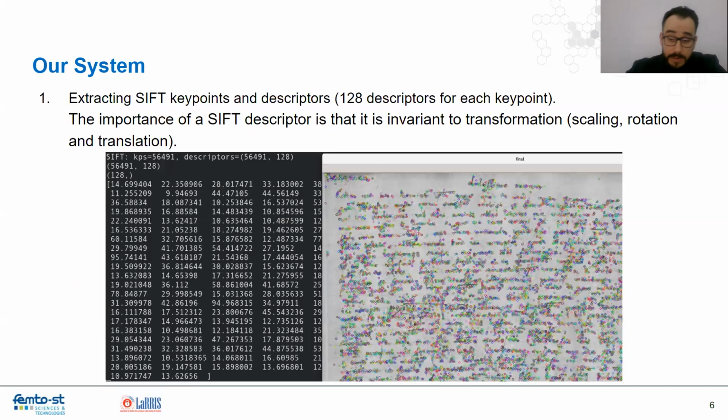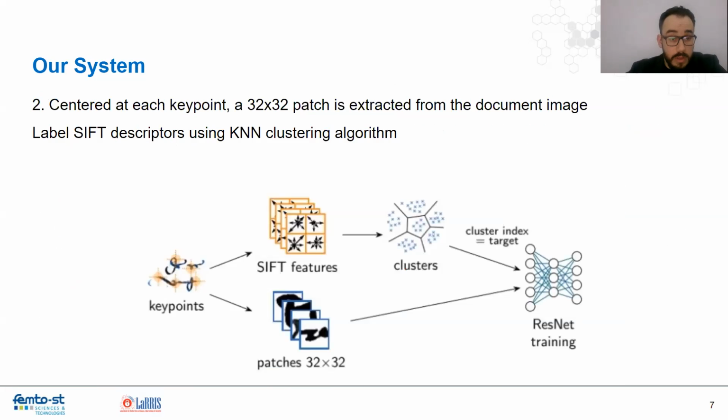So the first step is extracting the SIFT key points and the descriptors. We extract a 128-dimensional descriptor for each key point. And as I told you before, the importance of SIFT is that it's invariant to transformation. Then, at the center of each key point, we extract a 32 by 32 patch, and we label them using KNN by clustering them into groups.